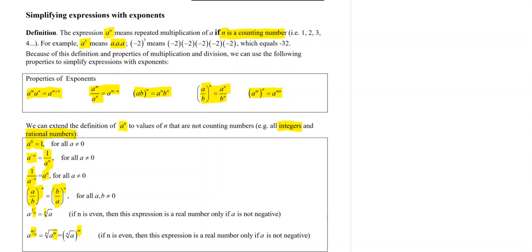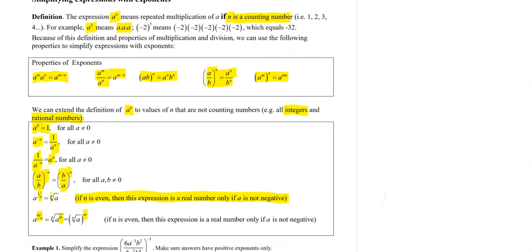Of course, we always have to worry about what happens if you have an even root with a negative number inside. That's not going to be a real number. So we say if n is even, then the nth root of a is only real if a is not negative, if it's 0 or positive. Same thing with this next property.